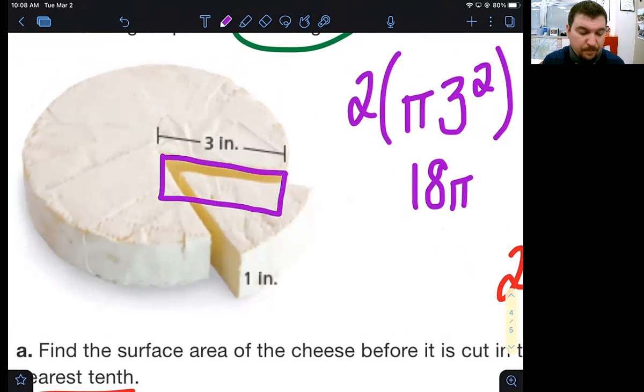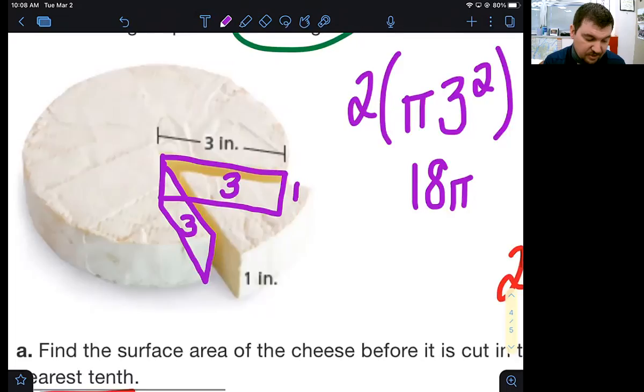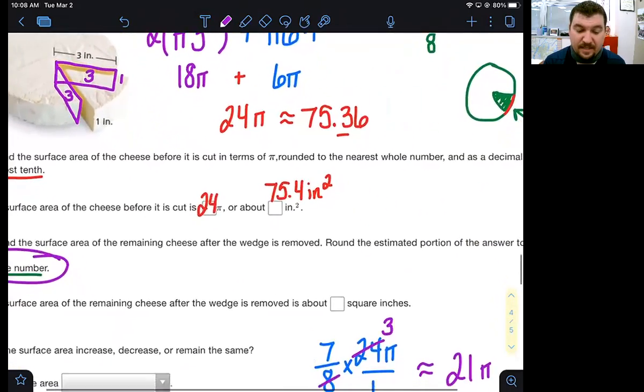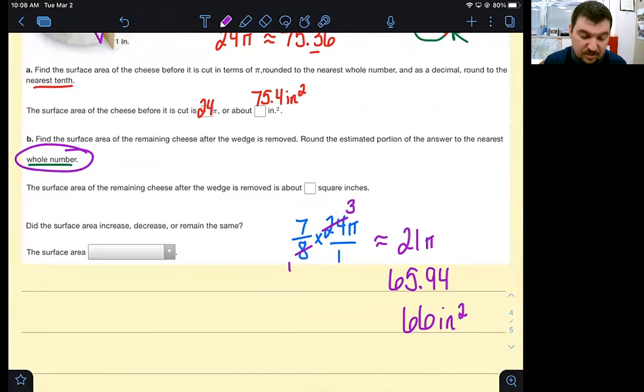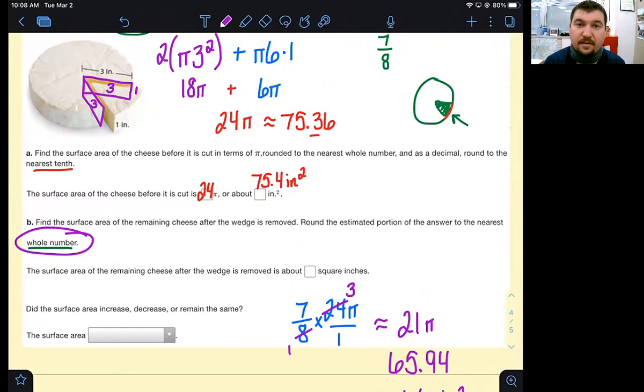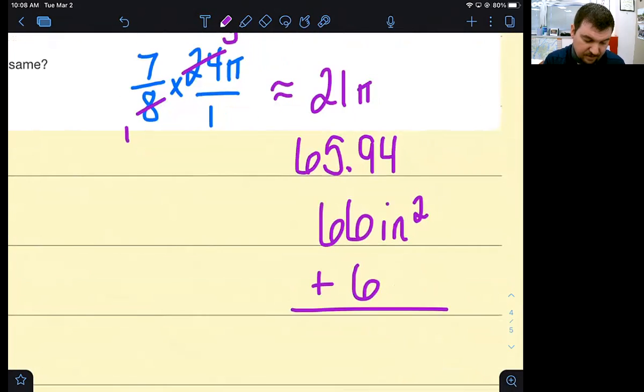You can see it's kind of yellow looking. And then we have a rectangle right here going the other direction. Those 2 rectangles are now on the surface. We have to include them as the surface area. Fortunately, it's pretty easy to find the area of those rectangles. The length of it is the radius 3, and then the width is 1. So 3 times 1 is 3, and 3 times 1 is 3. So yes, our answer is 7/8 as big, so we get 21 pi or 66 inches squared, but I have to add 6 onto that because of those 2 3s right there. And so that's going to make my surface area after the piece of cheese is removed 72 inches squared.